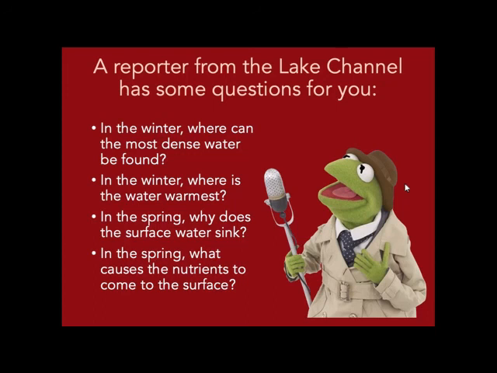So in the spring, why does the surface water sink? It's because it heats up from like 0 degrees to 4 degrees, and when it gets to 4 degrees, it's heavy and goes down. Yeah. In the spring, what causes the nutrients to come to the surface? They're getting out of the way of the nutrients that are coming down. Yeah, that's right.